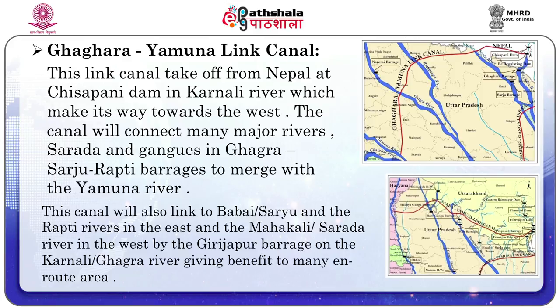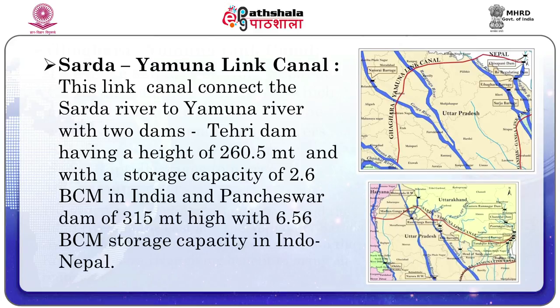This canal will connect many major rivers, Sarada, Ganges, Ghaghra and Sarju, Rapti barrages to merge with the Yamuna rivers and further link to Babai Sarju and the Raptis rivers in the east and the Mahakali Sarada rivers in the west by Girijapur barrages on the Kanali Ghaghra. Sarada-Yamuna Link Canal. Sarada-Yamuna Link Canal connect the Sarada rivers to Yamuna rivers with two dams.